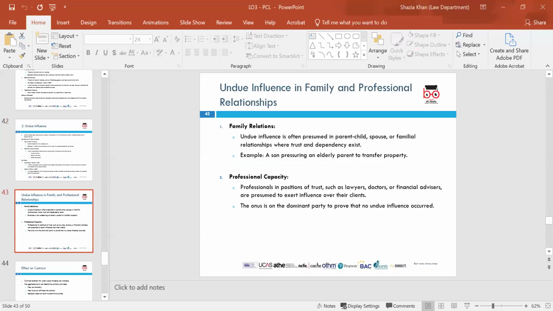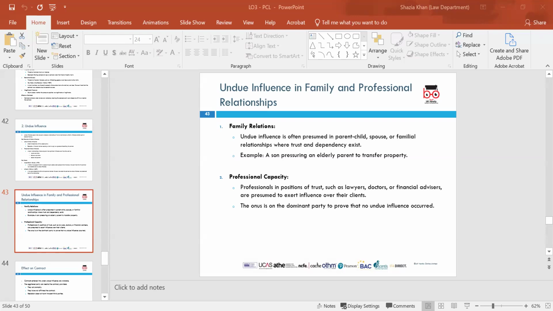Undue influence in family and professional relationships. So the law presumes that the person in the dominant position may have taken advantage of the other person's vulnerability. The person claiming to be influenced doesn't need to prove the undue influence. They merely need to prove the existence of the relationship, that it was one of trust. So as we said, it could be in a professional capacity. It could be someone in a parent-family relationship, a husband and wife, or a child and parent, a son pressuring his father or mother to transfer the property into their name.